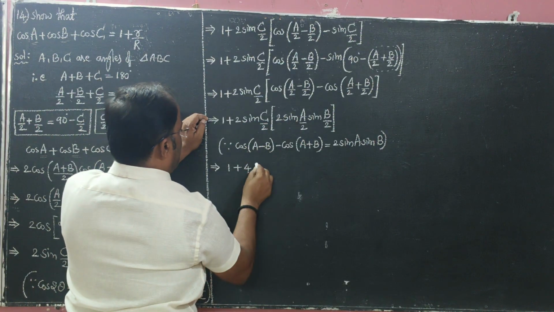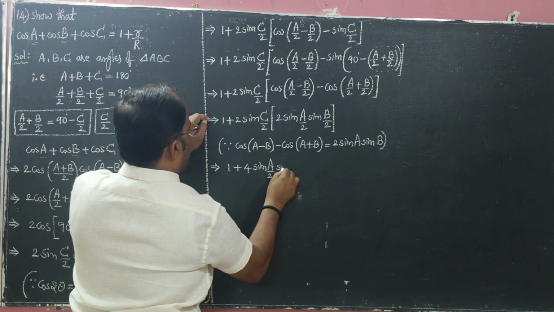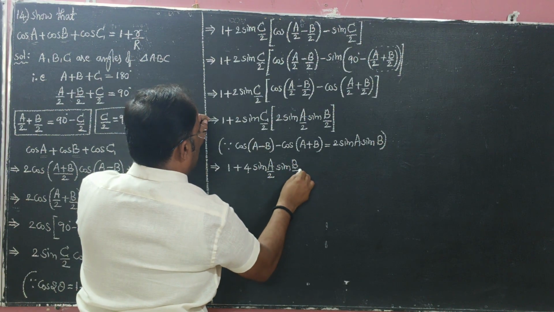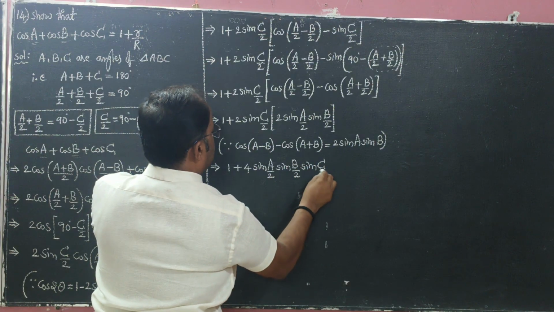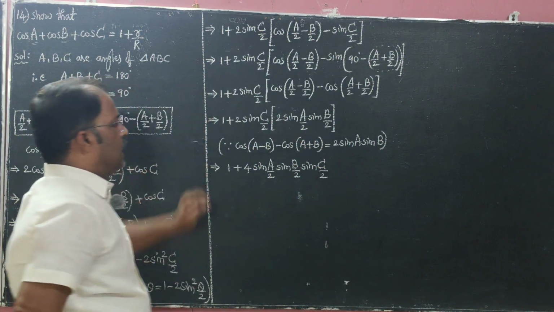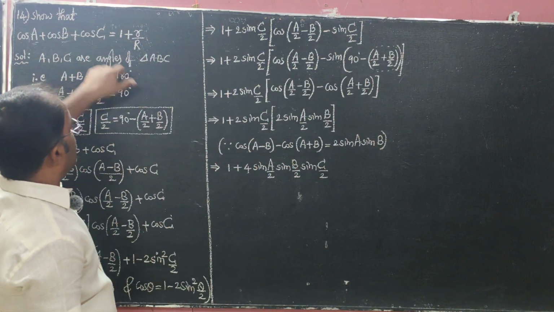Right, first of all the a term. What is the a term? Sin a by 2. And next write the b term. What is the b term? Sin b by 2. And write c by 2, means sin c by 2. Right. So the answer is completed, but the expected answer is different.